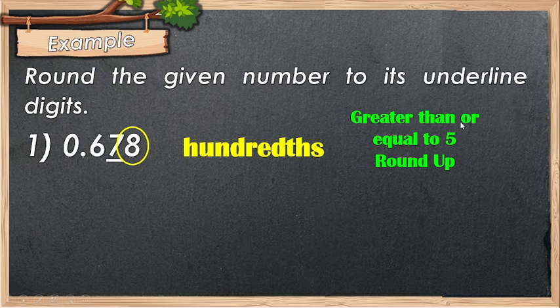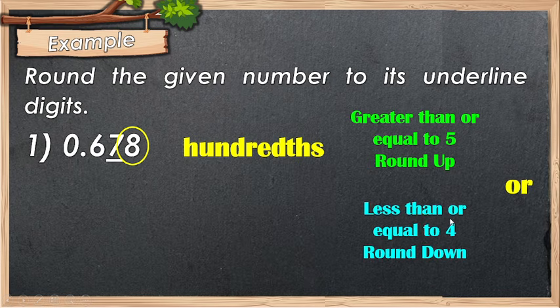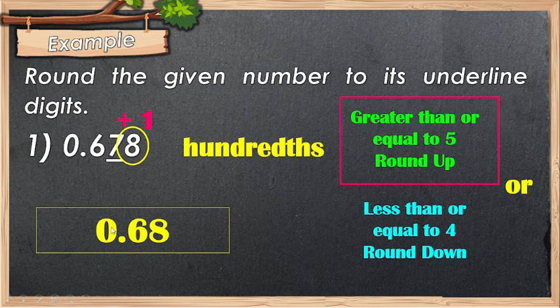Greater than or equal to 5, round up, or less than or equal to 4, round down. So what do you think is the answer? The answer is greater than or equal to 5, round up. So you need to plus 1. Therefore the answer is 68 hundredths. You need to add 7 plus 1 because it is round up.